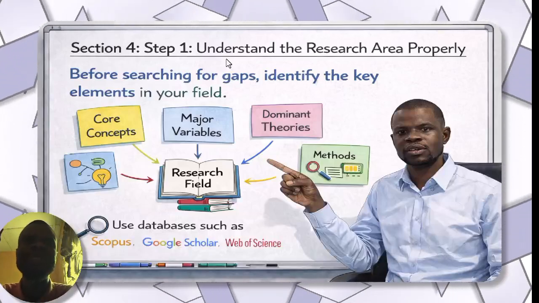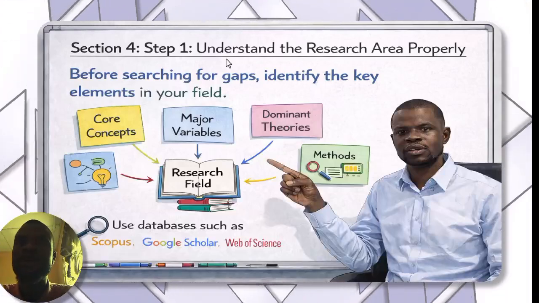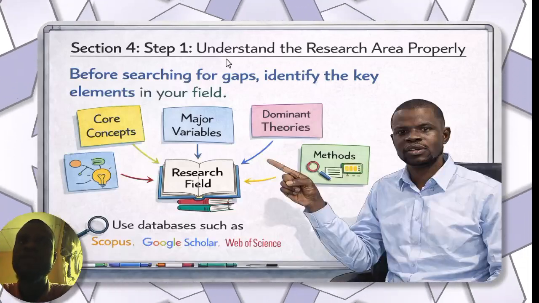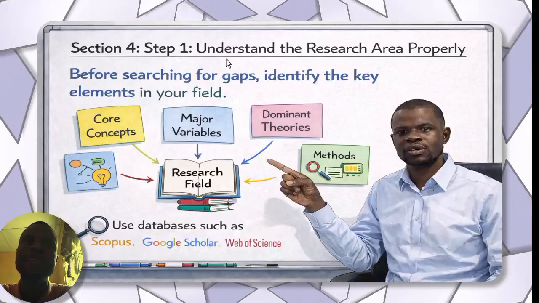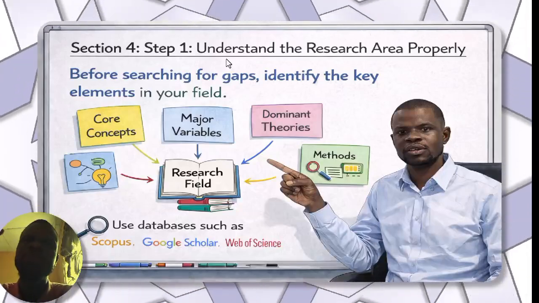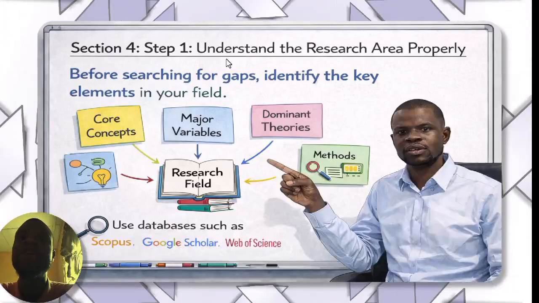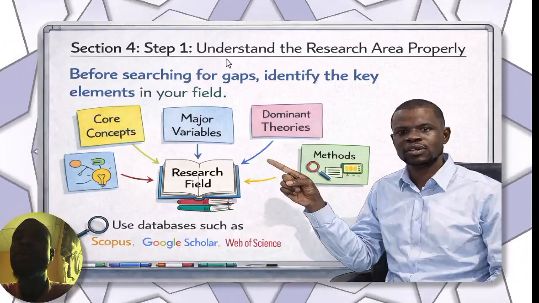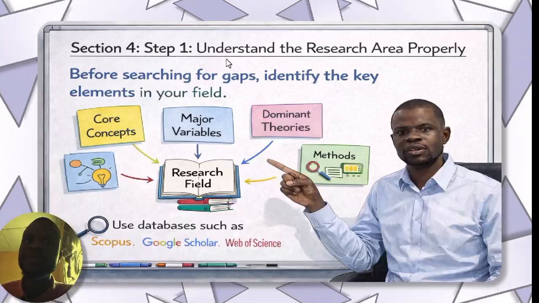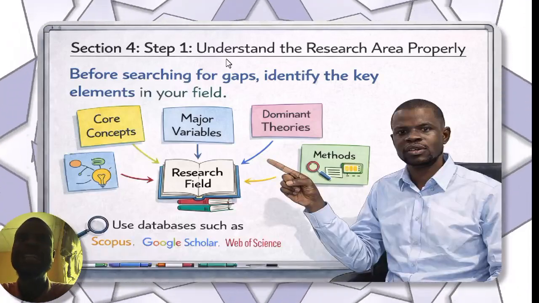You can search for these studies using academic databases such as Google Scholar, Scopus, and Web of Science. As you continue reading, you will begin to notice patterns. Some areas may already have many studies and strong evidence, while other areas may appear weak or less explored. Those less explored areas may contain potential research gaps.